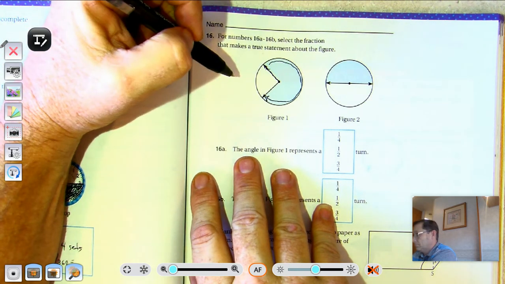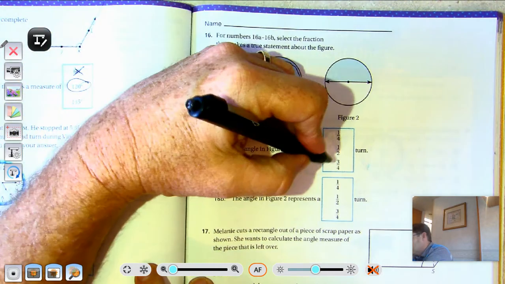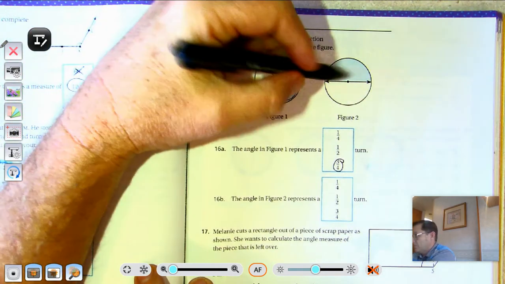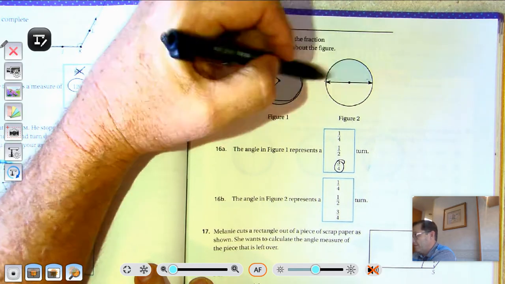Well, that's 3/4 of a turn. Okay, this one's easy. If it started here, it could start here or there, but no matter what, it's a half turn.